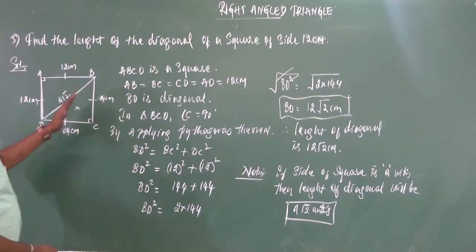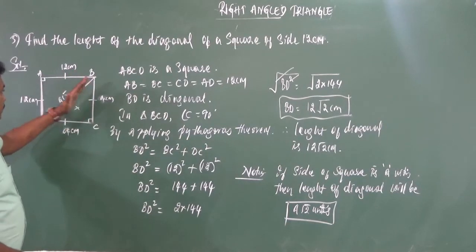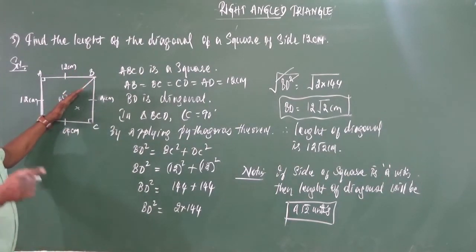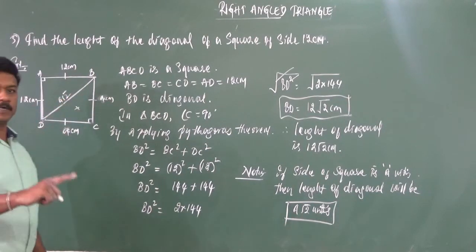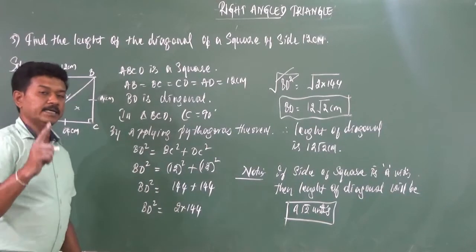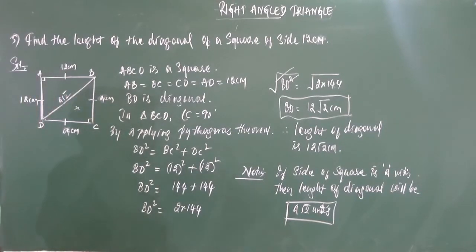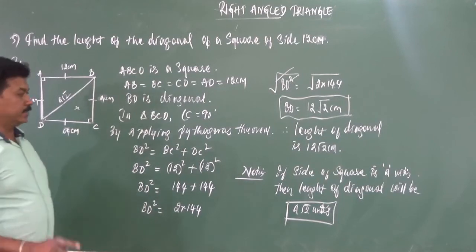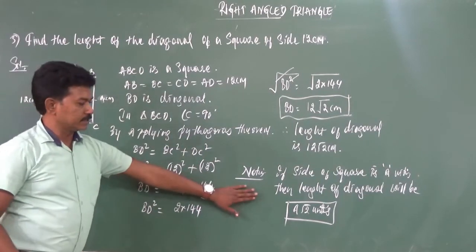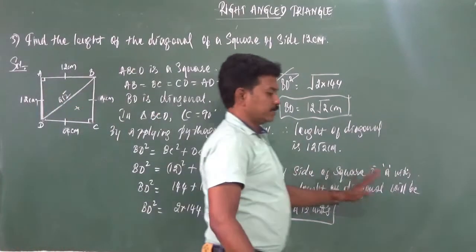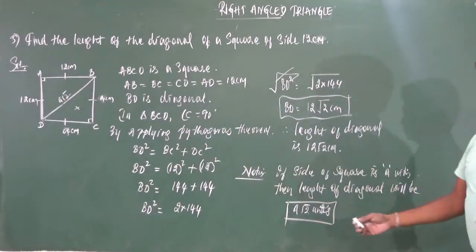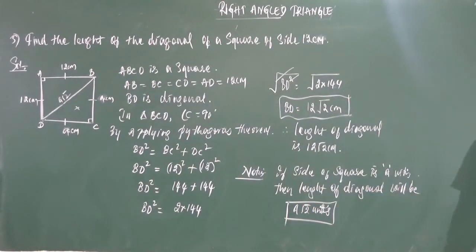So if the side of the square is A units, then the length of the diagonal will be side multiplied by root 2 units. The length of the diagonal is always side multiplied by root 2 units in a square. It applies only for a square, right? So please remember this. This result is very much required in competitive exams or 1 mark questions in your examinations.